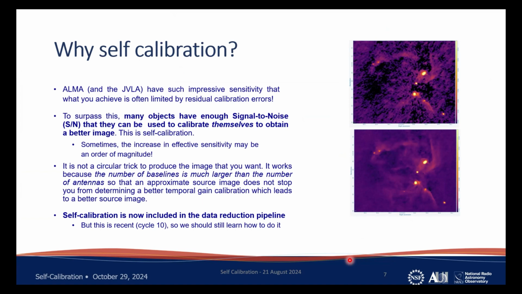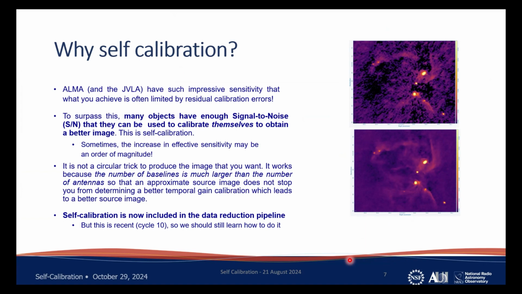So the reason for doing self-calibration is that we want to improve sensitivity as much as we can. This is particularly good for a telescope like ALMA or VLA, because they already have very good sensitivity.